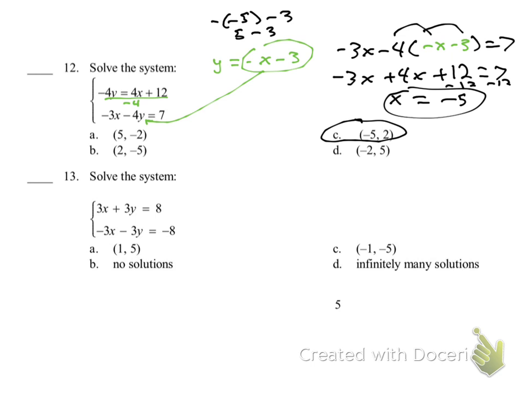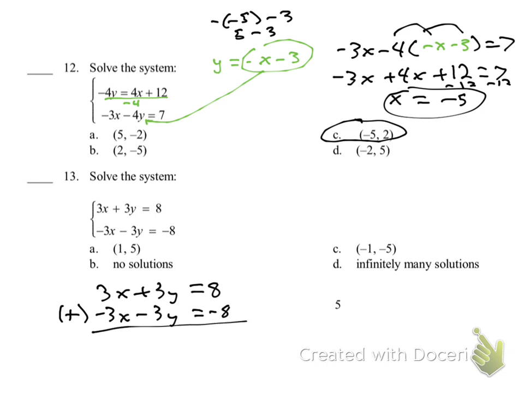And then for 13, it is set up to do elimination. 3x plus 3y equals 8 plus negative 3x minus 3y equals negative 8. And everything cancels, which gives you 0 equals 0, which means the solution is infinitely many.